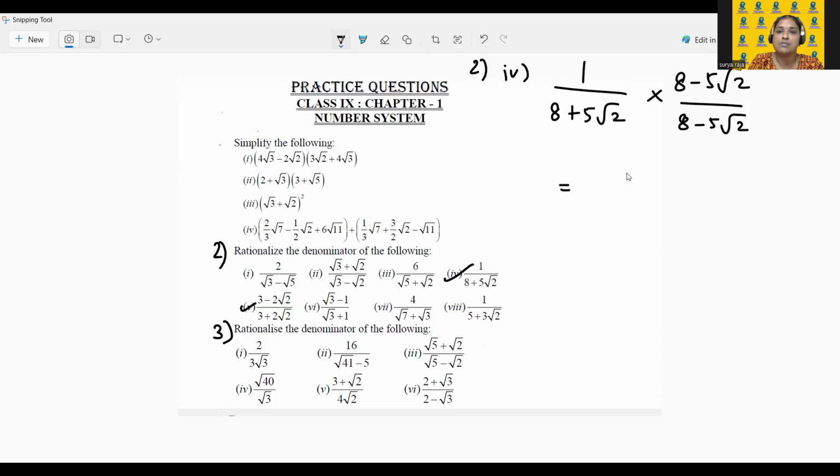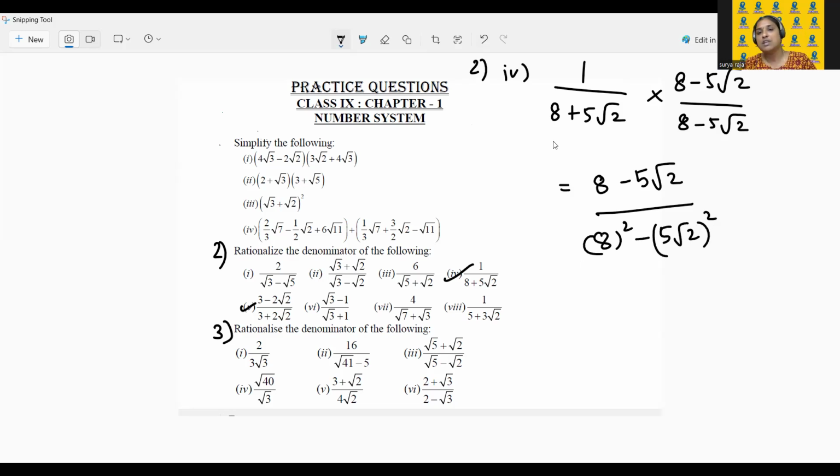Now 1 times that, the whole thing would be the same. And this would be 8 square minus 5 root 2 the whole square. As (a plus b) into (a minus b) is a square minus b square. Now 8 square is 64 minus 5 root 2 the whole square.